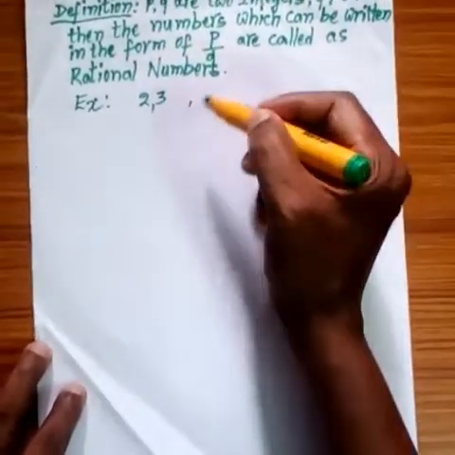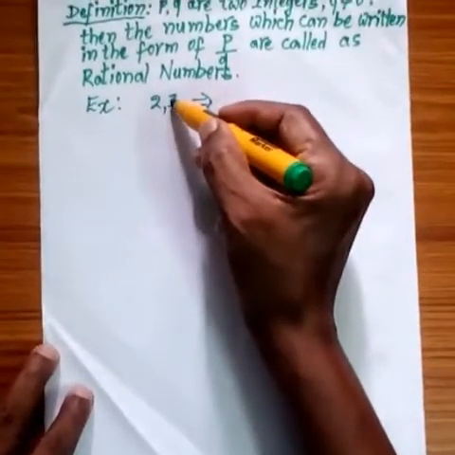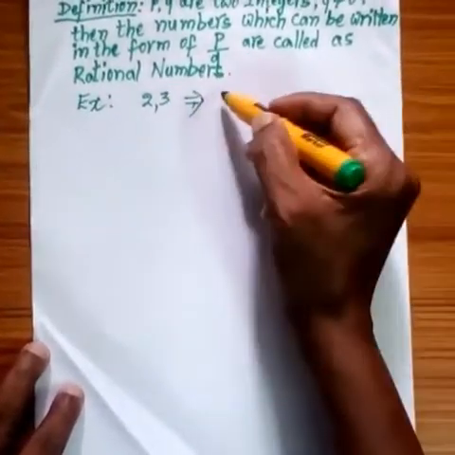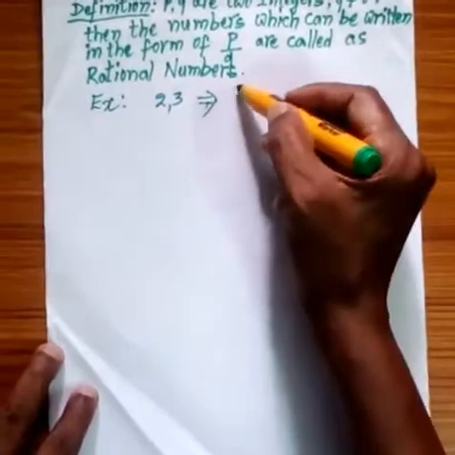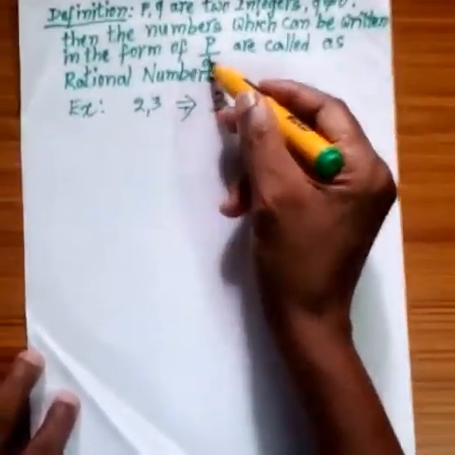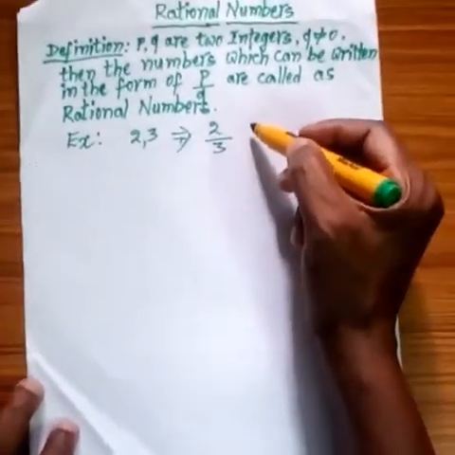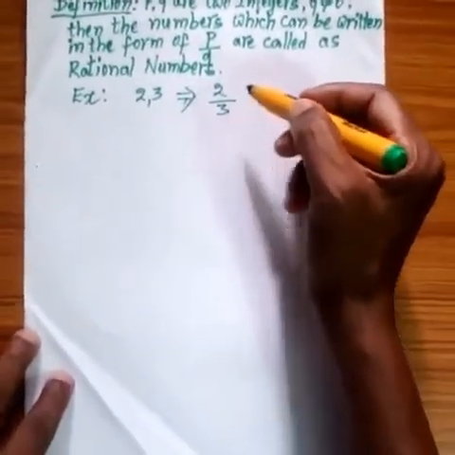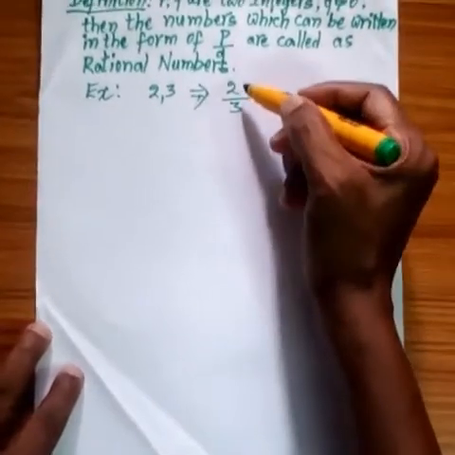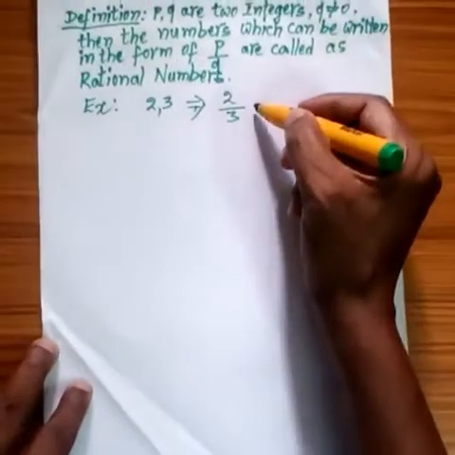So as Q is not equal to 0, that is, instead of Q we have taken 3, which is not 0. Then let us take 2 as the numerator in the place of P, and in the place of Q let us take 3. So 2 by 3, this we generally say is a fraction. In other words, these types of numbers are called rational numbers.